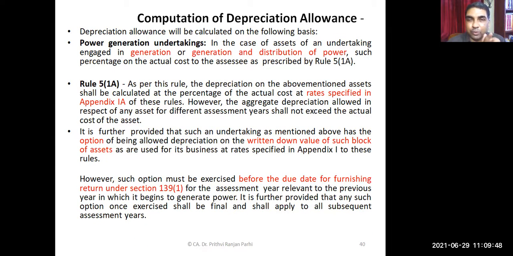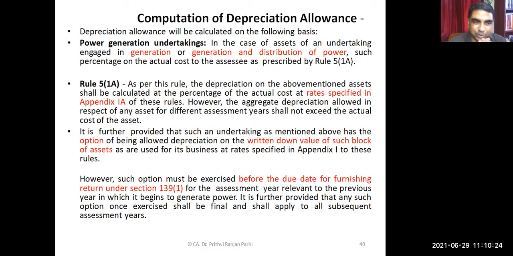Friends, we are referring to Rule 5. Rule 5 talks about power generation undertakings. In case of the assets of these companies, that is power generation or generation and distribution companies, normally they may claim depreciation by the straight line method or straight percentage. These rates are prescribed in Appendix 1A of the rules. So they may charge depreciation according to that rate for power generation companies.